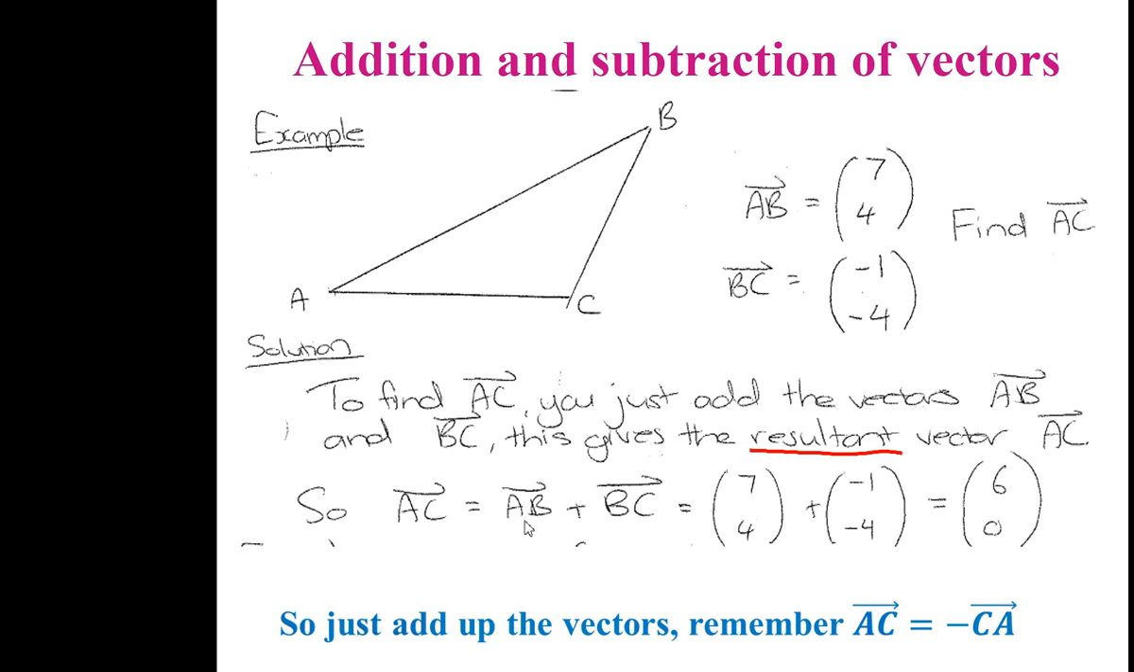Equals AB is 7 over 4 plus BC is minus 1 over minus 4. Add them together: 7 plus minus 1 is 6, 4 plus minus 4 is 0. So it does make sense that AC could be 6, 0, because you could have gone 6 units to the right and you didn't go up or down. So just add up the vectors. Remember that AC is a negative of CA. So if they wanted CA instead, it would be minus 6, and minus 0 is just 0. So if they wanted CA, you would just go minus 6, 0.